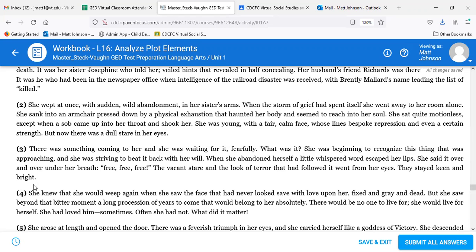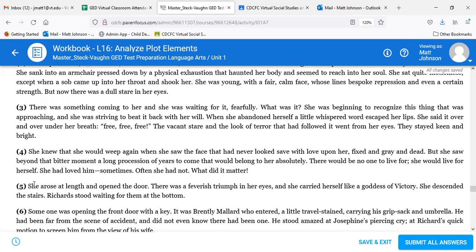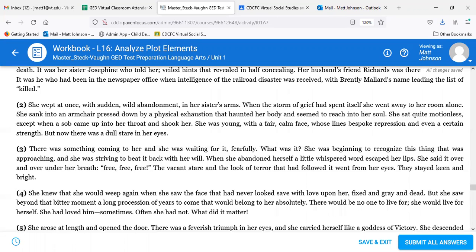Okay. There was something coming to her and she was waiting for it. Fearfully. What was it? She was beginning to recognize this thing that was approaching, and she was striving to beat it back with her will. When she abandoned herself, a little whispered word would escape her lips. She said it over and over under her breath. Free, free, free. The vacant stare and the look of terror that had followed it went from her eyes. They stayed keen and bright.